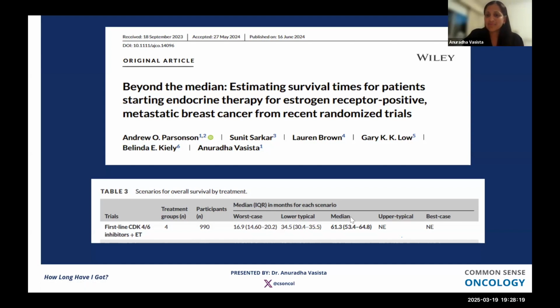Again, follow-up, we're not quite there yet. There's limited follow-up, so it's difficult to comment on the upper typical and best case scenarios, but the curves are certainly following the same exponential shape, and therefore we can predict that this same method would be applicable in that situation as well.